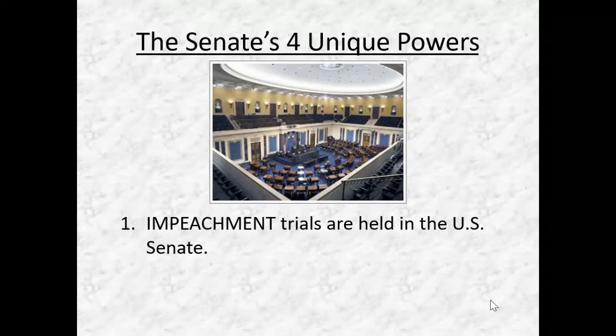The House of Representatives begins the process of impeachment by charging a government official with wrongdoing. However, it is then the responsibility of the Senate to hold a trial and judge the merit of those charges. We will look more at impeachment shortly, but for now, understand that the House of Representatives starts the process by bringing charges, but then the Senate holds the trials.